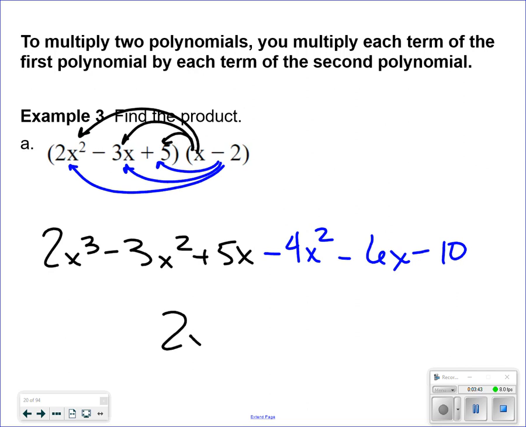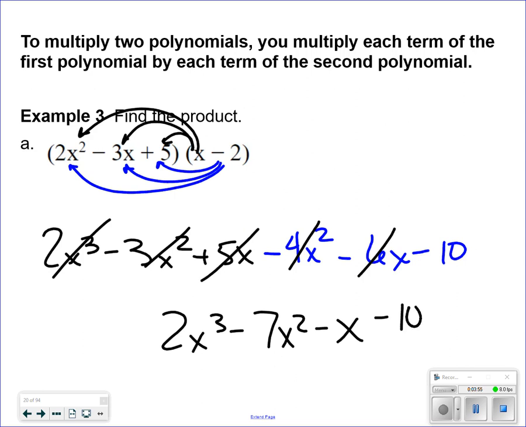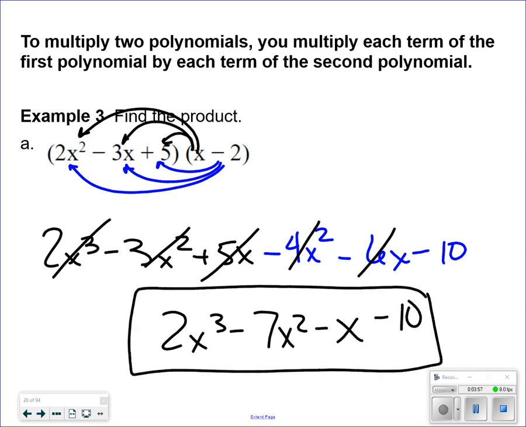So again, 2x cubed, doesn't have anything that's alike, minus 7x squared. Notice I don't change the actual letter. I'm just adding and subtracting the like stuff. Negative x, and a minus 10. So multiplying.